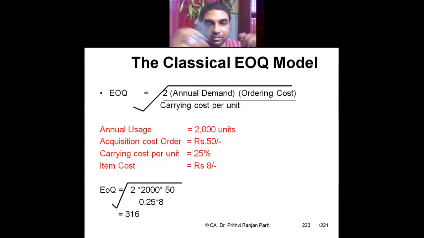Sir, I did 2 into 2000 into 50 divided by 2, then root over of that, 25% of 8. Then whole root over of that thing. It should come 316. Meghna, are you getting correct answer? Yes, sir. No, sir. You are also not getting correct answer. So both of you are not using calculator properly.